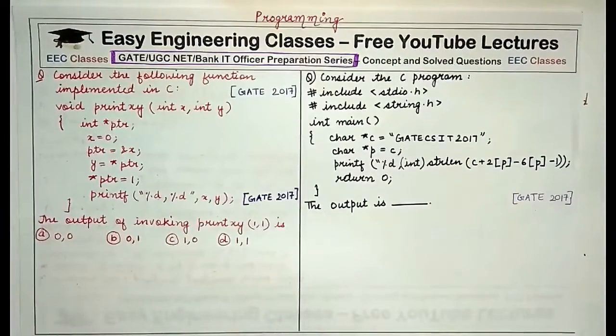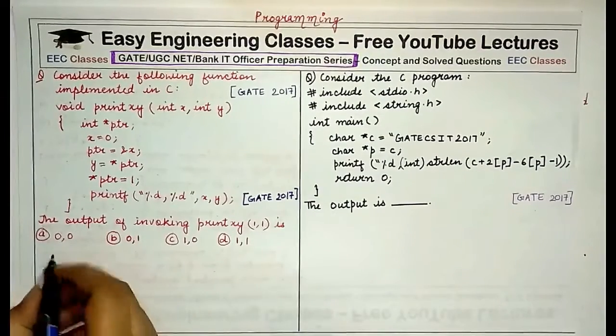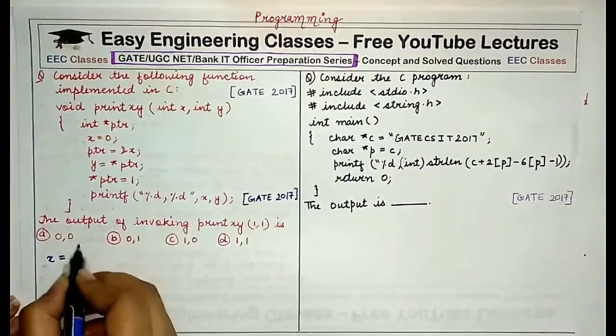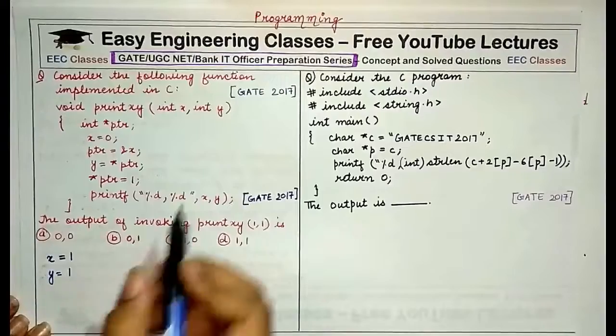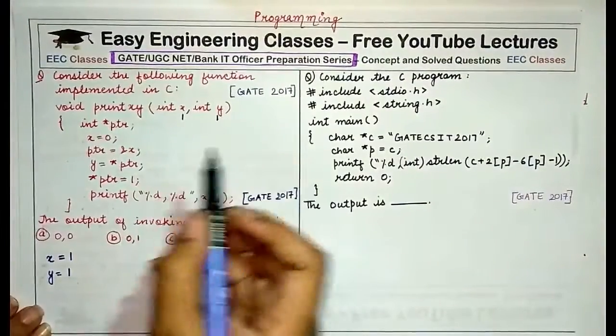So we have to tell what will be the output of this function when it is called or invoked with parameters x and y. So initially when it is invoked with parameters x and y equal to 1 each, x is 1 and y is 1. Initially this is 1 and this is 1.